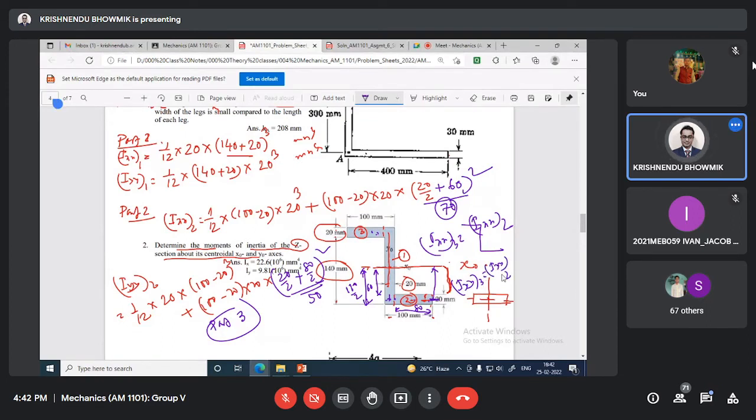Now what you have to do? You have to calculate I equal to IXX1 plus IXX2 plus IXX3. This is IXX. IYY will be IYY1 plus IYY2 plus IYY3. Then you will be getting this answer. Have you understood? Or should I explain once again?